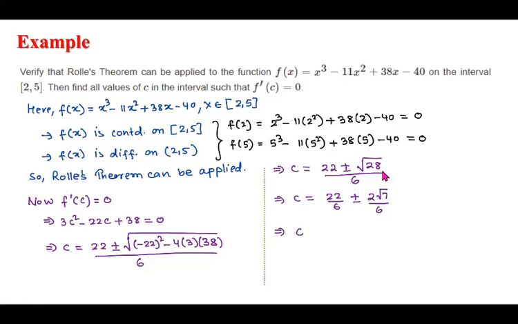So we get c equal to 22 over 6, which can be reduced to 11 over 3, plus or minus the square root of 7 over 3, since 2 over 6 is 1/3, so divided by 3. So these are the two values of c that meet the condition of Rolle's theorem. So this is how we can use Rolle's theorem.